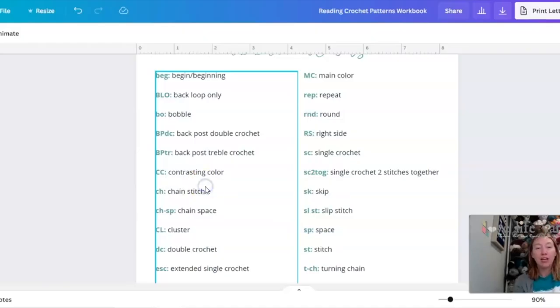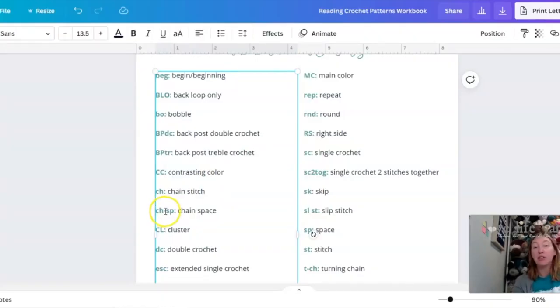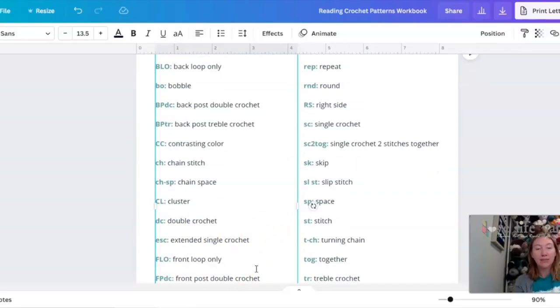And then we have a chain stitch, which is a CH. If it's a chain space, it's CH with a dash. Sometimes there's not a dash there, usually there is. CL is a cluster. DC is double crochet. It's a very common one, you see that a lot in our basic stitches. ESC is extended single crochet. That's another common stitch there.